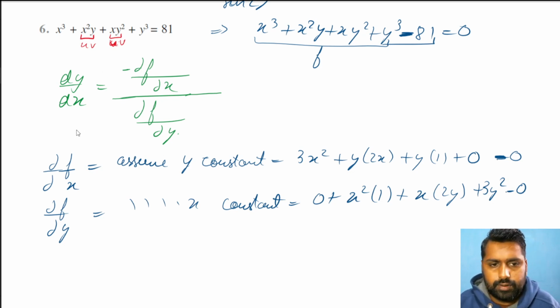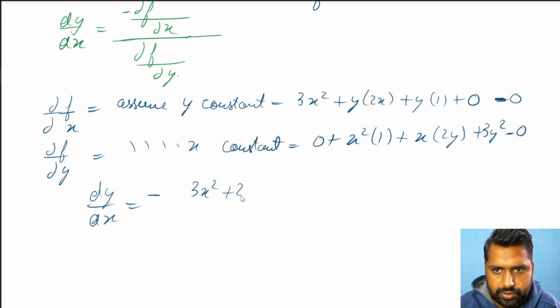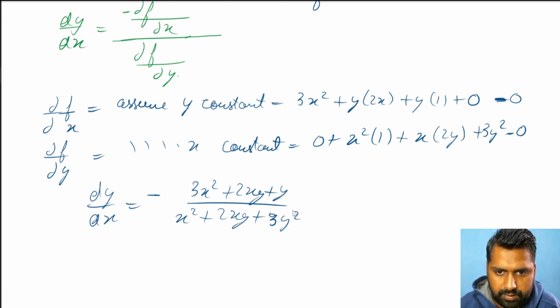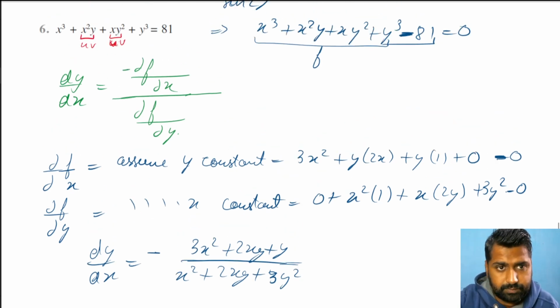All right. Now what we have to do? We have to divide them. So I can directly say dy by dx is equal to negative of 3x square plus 2xy plus y upon x square plus 2xy plus 3y square. If you look, the number of steps is very less for this question. Let me first check the answer. We have got minus 3x square, and this is the correct answer.